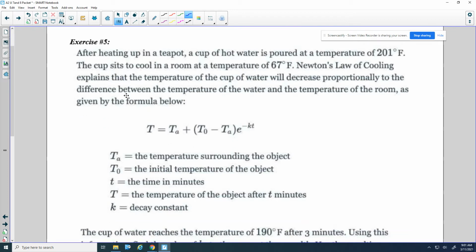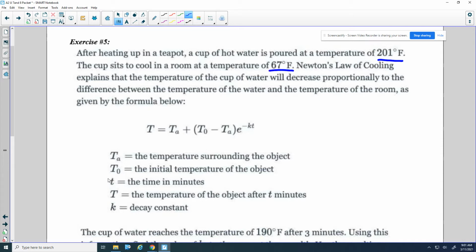So here's another one. Unfortunately, we're not going to be able to see the whole problem at the same time, so I'm going to put information down here and scroll down. This one has to do with hot water, which also sits in a room and cools down. It says after heating up in a teapot, a cup of hot water is poured at a temperature of 201 degrees Fahrenheit. The cup sits to cool in a room at a temperature of 67 degrees Fahrenheit.